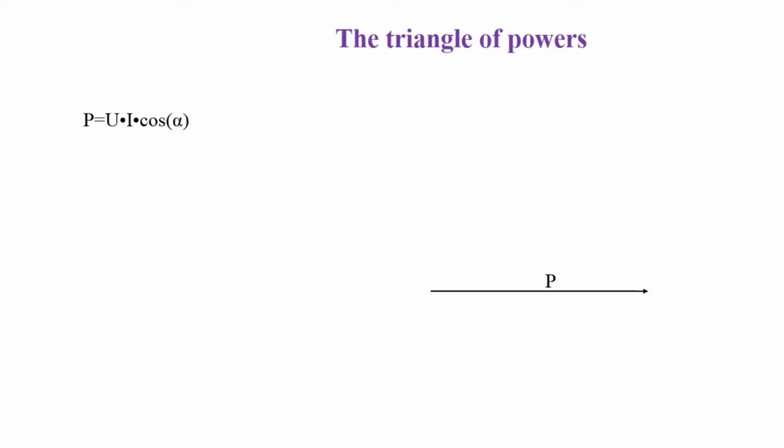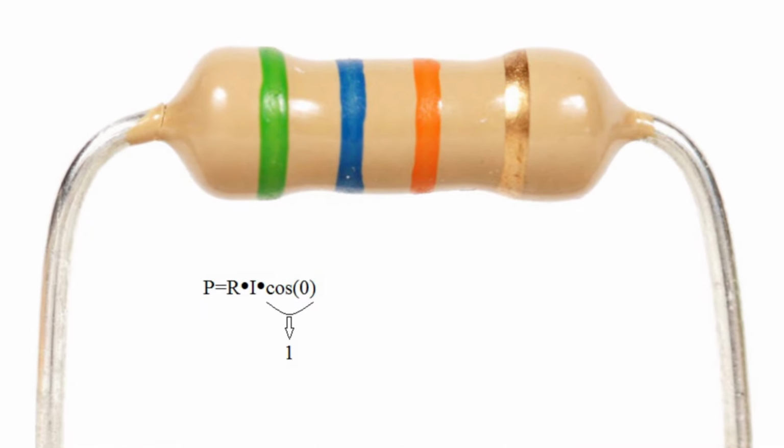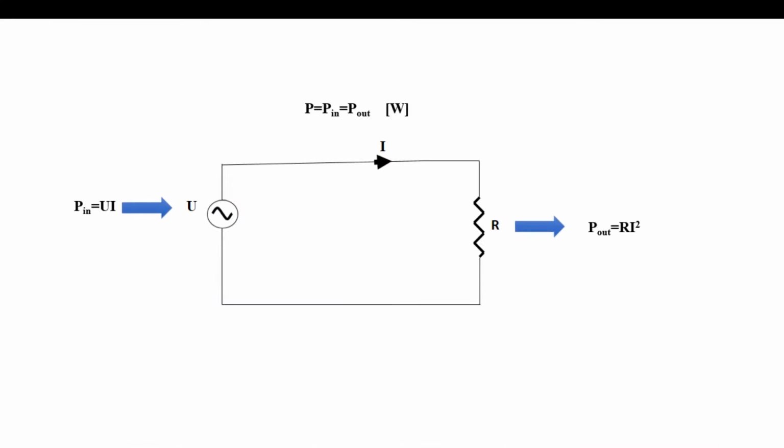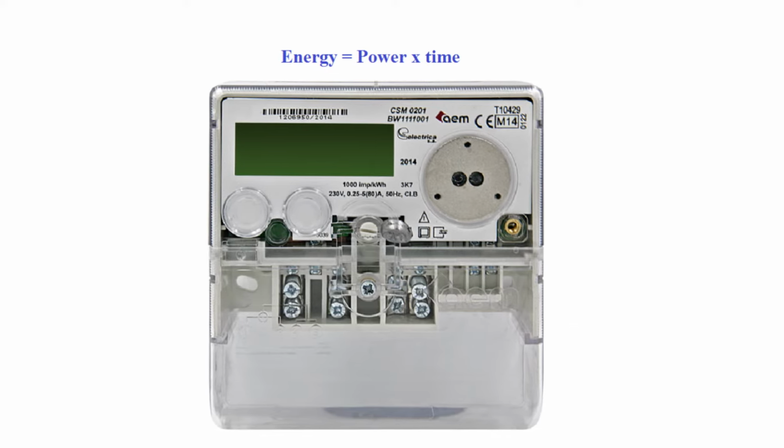The formula for active power is voltage times current times cosine of alpha, where alpha is the phase angle between voltage and current. On a pure resistive load, cosine of alpha equals 1, therefore it is neglected, and so we get to the same formula as in the previous DC circuit. You should know that as a house owner you only get charged for active energy consumption.